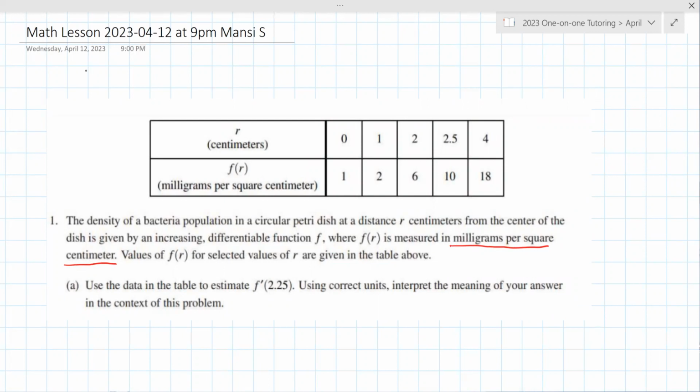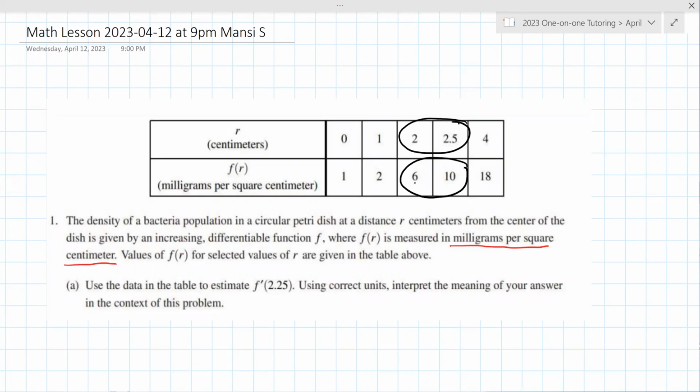Use the data in the table to estimate f prime of 2.25. Correct units. Interpret the meaning of your answer in the context of this problem. All right. You are trying to find the derivative at 2.25, which is between these two values of r. So we're looking at an average rate of change between those 2 points.